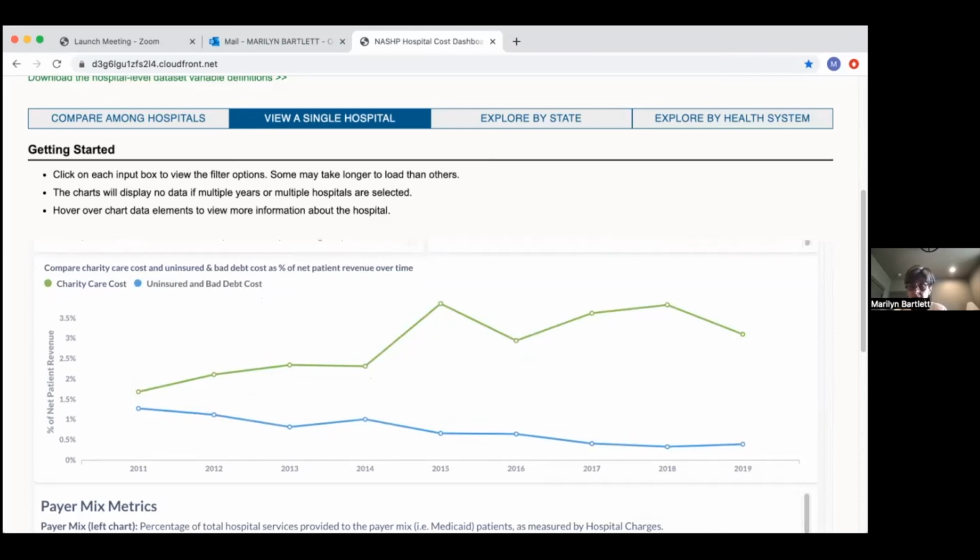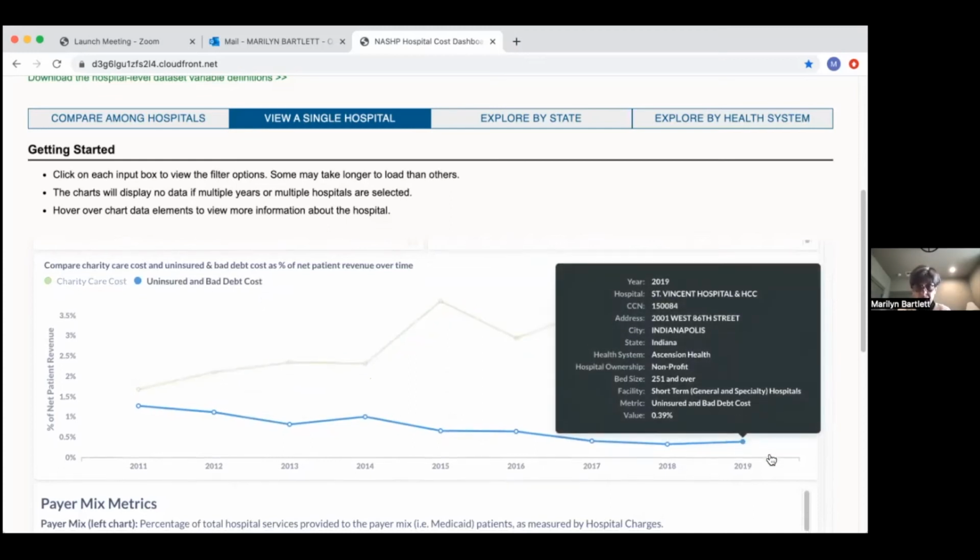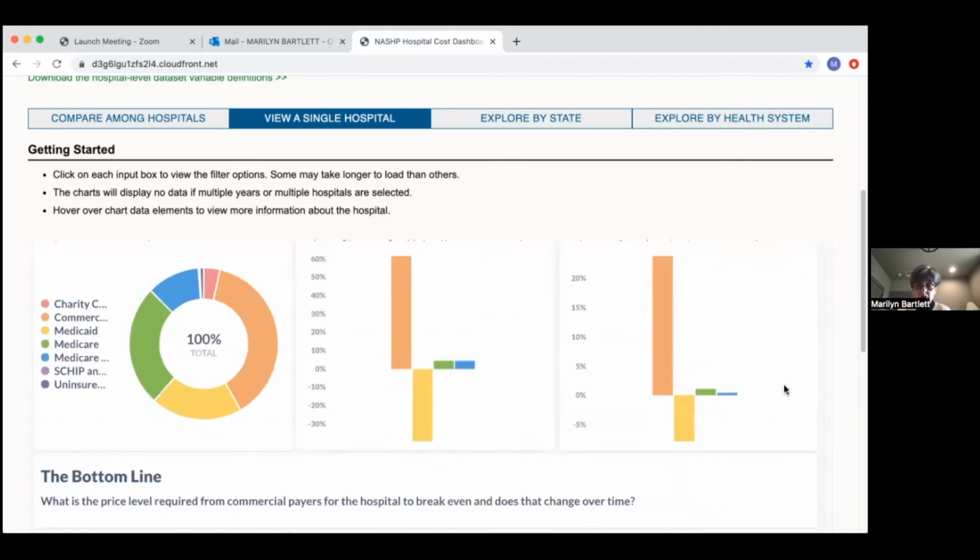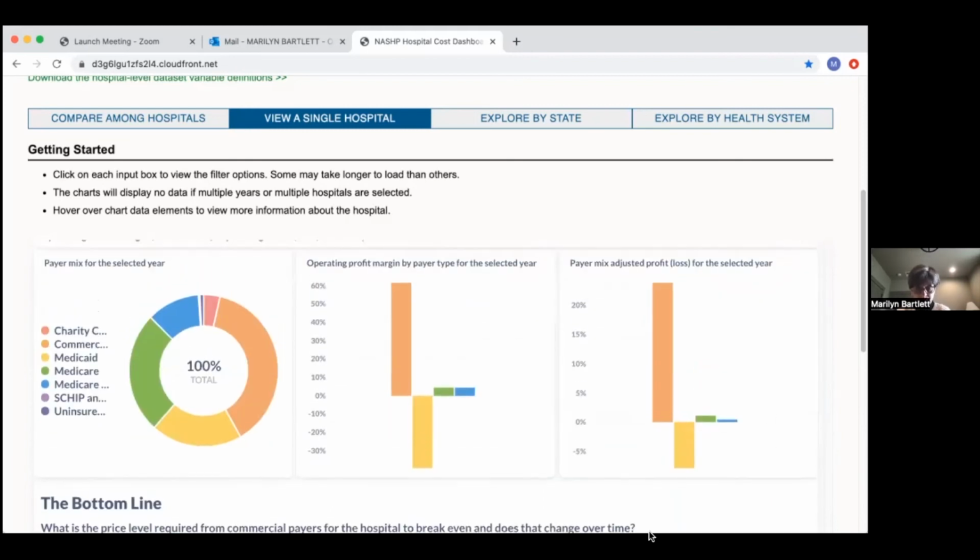I've been looking at it in Montana for when Medicaid expansion came in. And as expected, you will see declines in these particular measures. But then we look at payer mix. This is dependent upon the year that you put in the screen at top, and I did 2019. You could choose prior years.